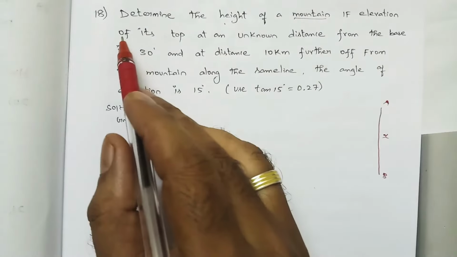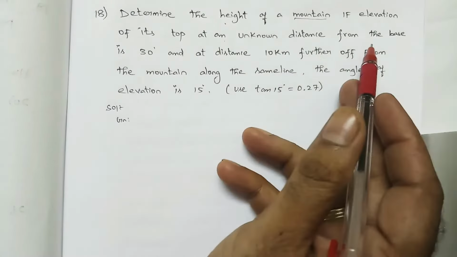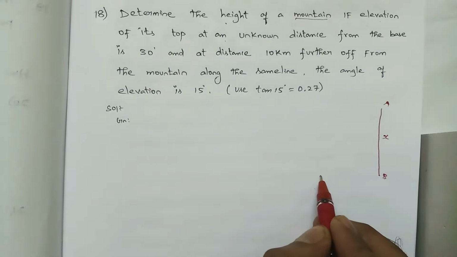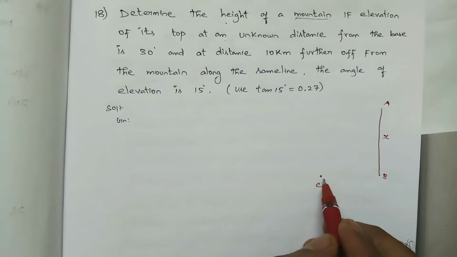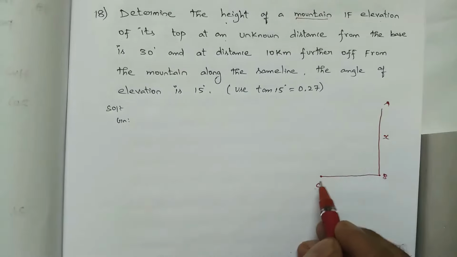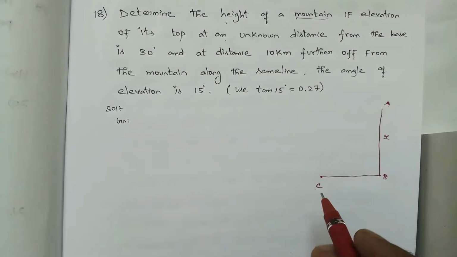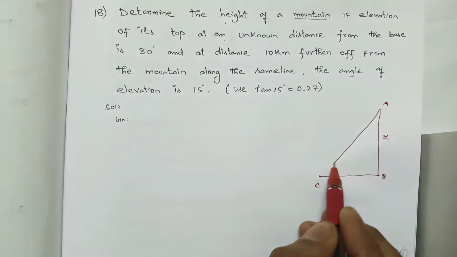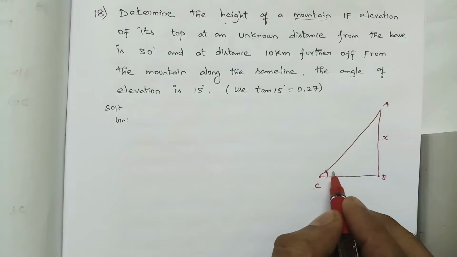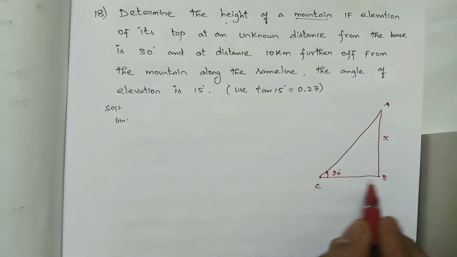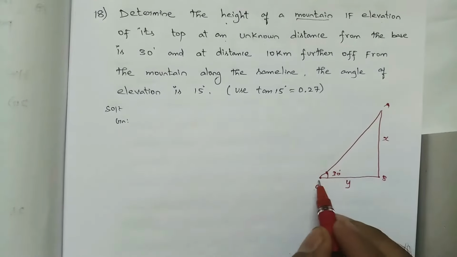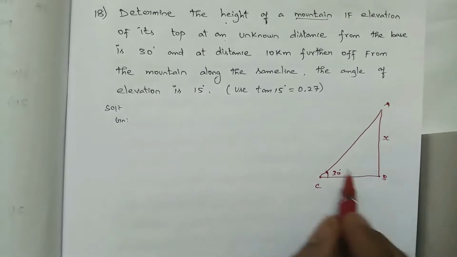If the elevation of its top at an unknown distance from the base is 30 degrees. We don't know that distance, right? From here, I'm just taking this point. This is nothing but an unknown distance from the base of the mountain. From here, what is the angle? The angle of elevation is nothing but 30 degrees. And this unknown distance I take as y. The unknown distance between this point and the foot of the mountain is nothing but y, right?